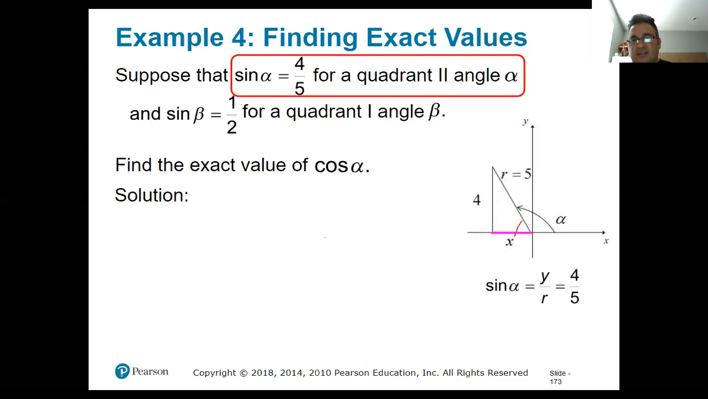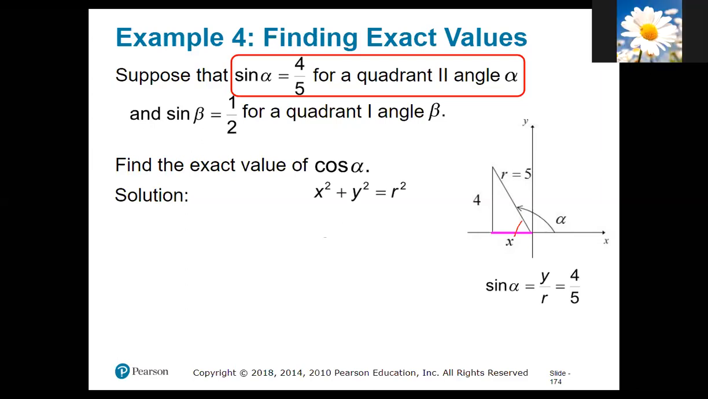All I'm missing now is x, right? But remember, that's a right triangle, isn't it? So what can I use to figure out what x is? Pythagorean theorem. Good job, Talia. So now I'm going to do x squared plus y squared equals r squared, and substitute your values. X is what we're looking for. What is y? Y is 4, good. And what is r? R is 5, right?